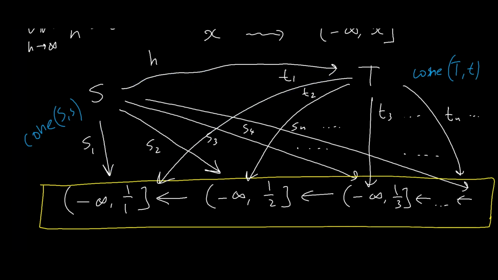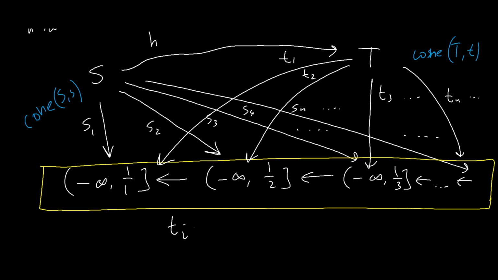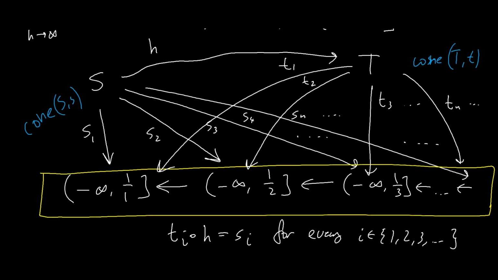So Ti composed with H must always equal Si for every i, for every i from 1 to infinity. Right, let me rather write it like this. And so repeating myself once again, so this composite must equal S1, the next composite must equal S2, that composite must equal S3, and it goes on like that. I think there is no space for S4 here, actually. I shouldn't have drawn that.